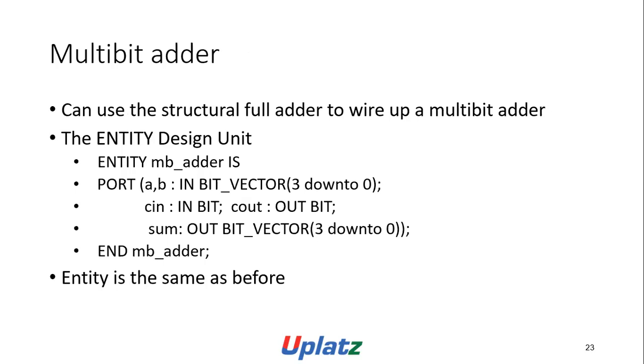Multibit adder can use the structural full adder to wire up the multibit adder. The entity design unit MB adder is port A, B in bit_vector 3 down to 0, C in bit, C out of bit, sum of bit_vector 3 down to 0. The MB adder entity is the same as before.